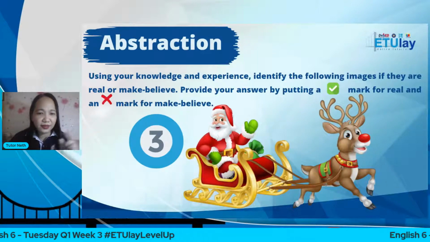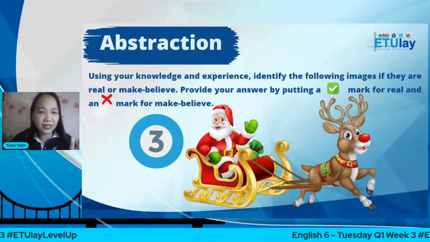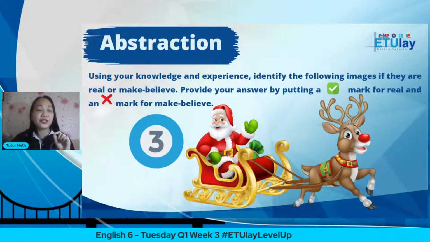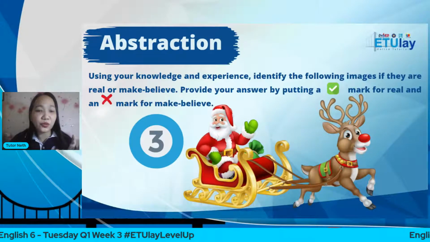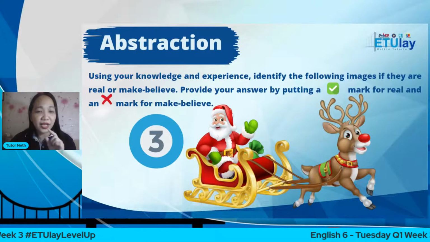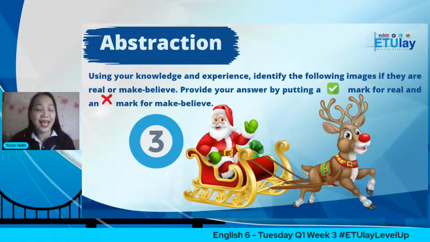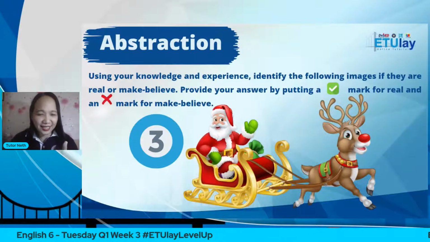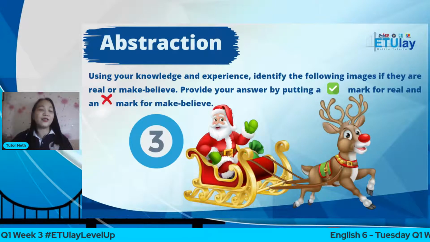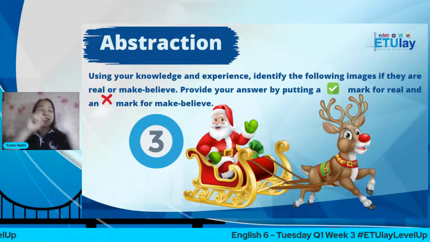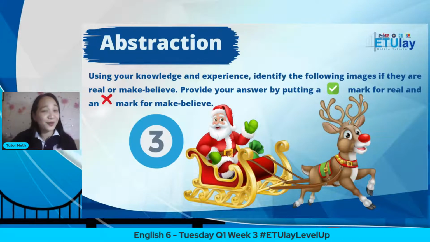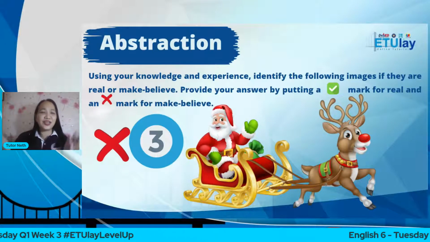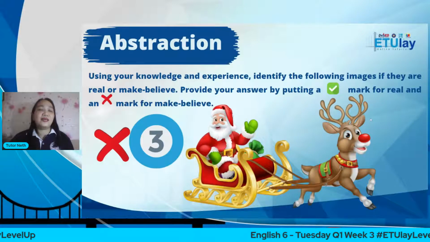Let us see number 3. I haven't seen your answer. Don't forget to put the number of the item before your answer, so that I will know which number you are answering. Gabrielle Kerubin answers X. Hasmin Kate Javier, also X. Majo Aquino, X. Aljan Christopher Villanueva Pineda, that is a long name. That is X. Let us see our answer. So Santa Claus with his reindeer is a make-believe image.